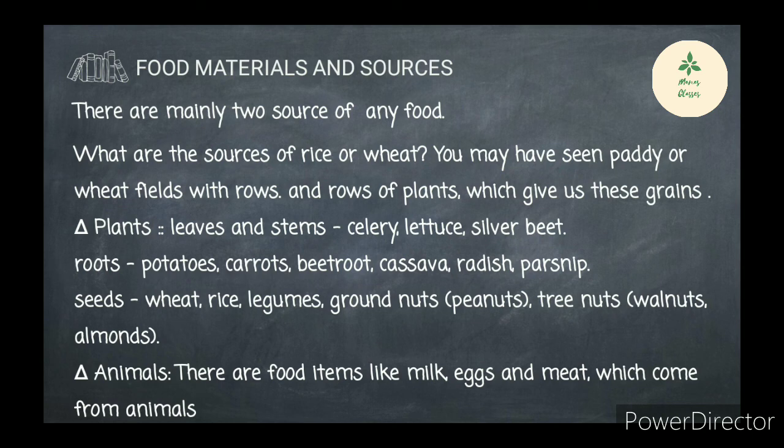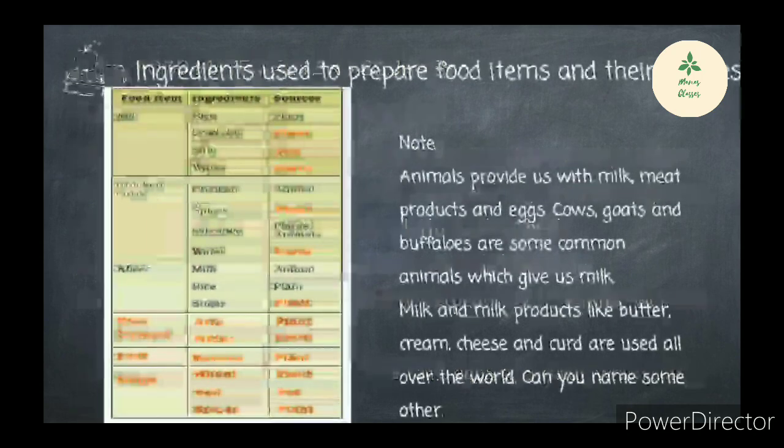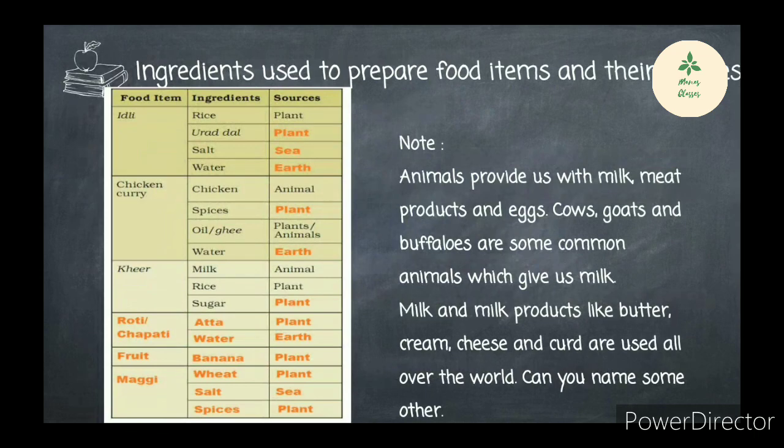And the next one is animal. They are food items like milk, egg, and meat which come from animals. This one is also simple. Next slide. Here is the table.